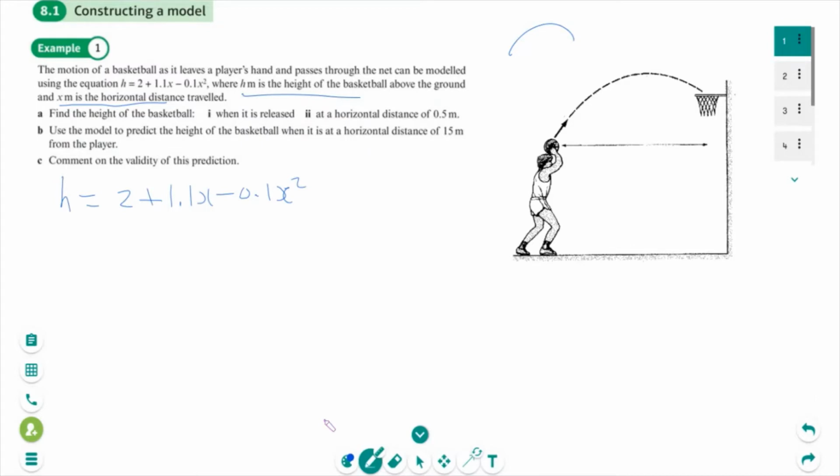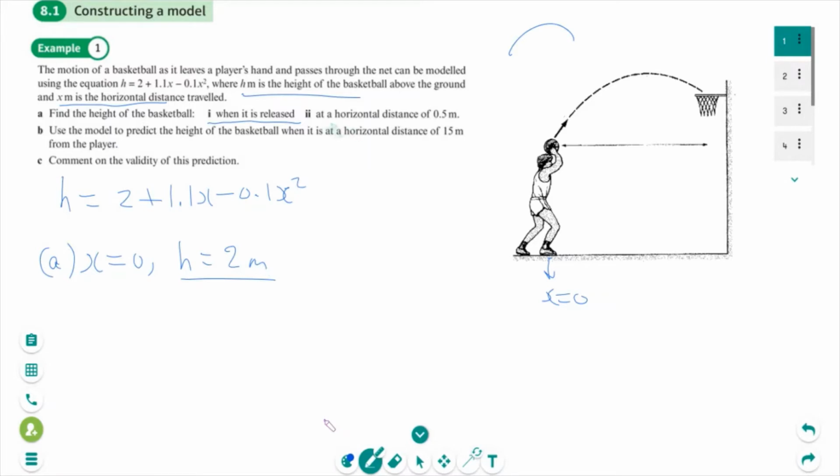Okay, first part of the question. Find the height of the basketball when it is released. When the ball is released, that corresponds to x equals 0. In other words, you need to substitute x is 0. So the initial height of the ball will just be 2 meters above the ground.